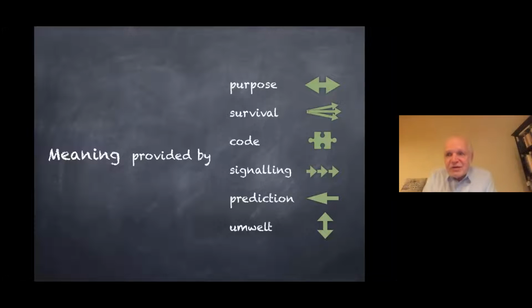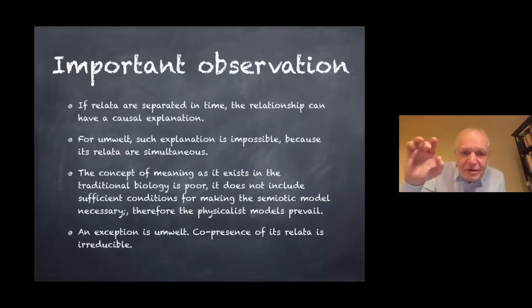Thus, the concepts of meaning, as these exist in traditional biology, are in most part rather poor. These do not include sufficient conditions for real meaning making, for semiosis, in order to make the semiotic model necessary. Instead, these can be explained by physicalist models. An exception is Umwelt. In the Umwelt, co-presence of relata is irreducible. So, once again, if relata are separated in time, the relationship can have a causal explanation. For Umwelt, such explanation is impossible because its relata are simultaneous.